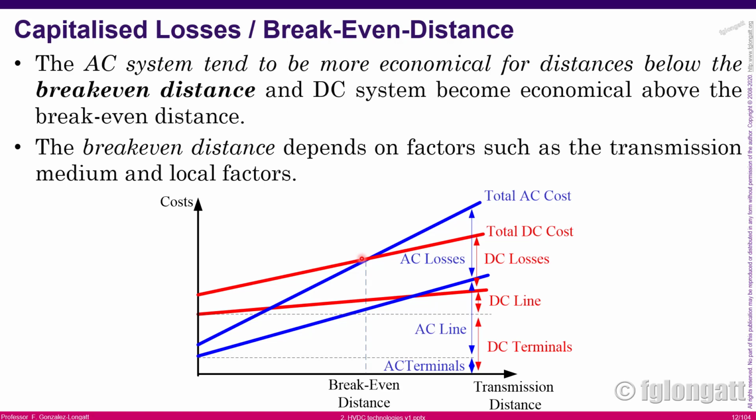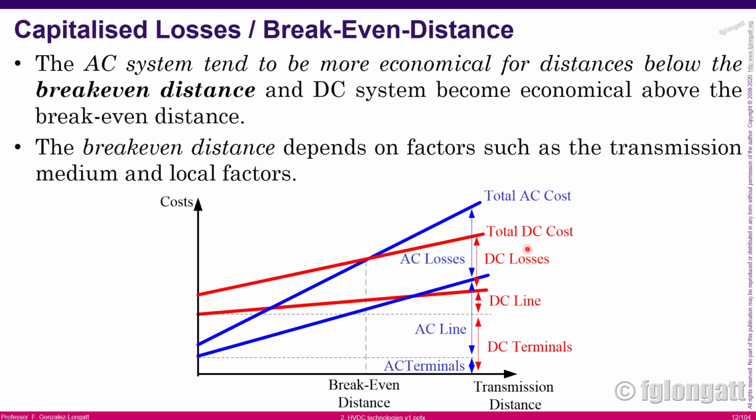I mean, that is the point where, if you use one solution or the other, the cost is the same. That is what we call the break-even distance. But from the break-even distance onwards, you can see that the blue line starts to be on top of the red lines. What I'm trying to say is the total AC cost is larger than the total DC cost.